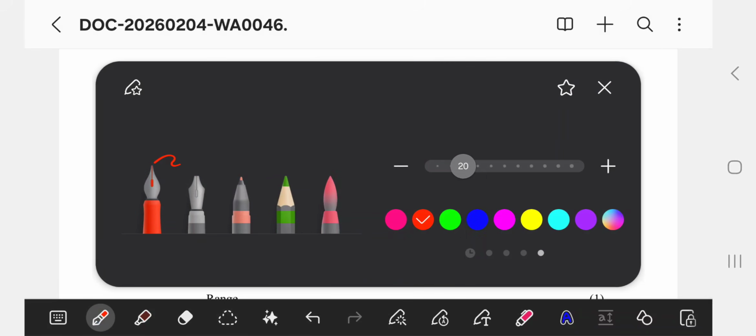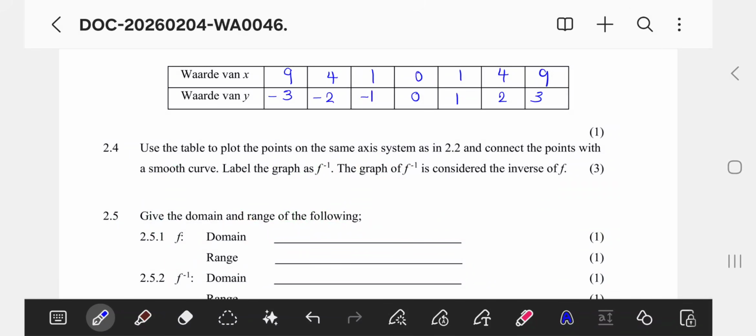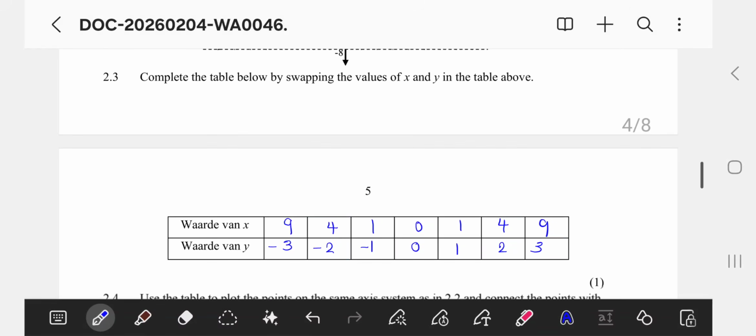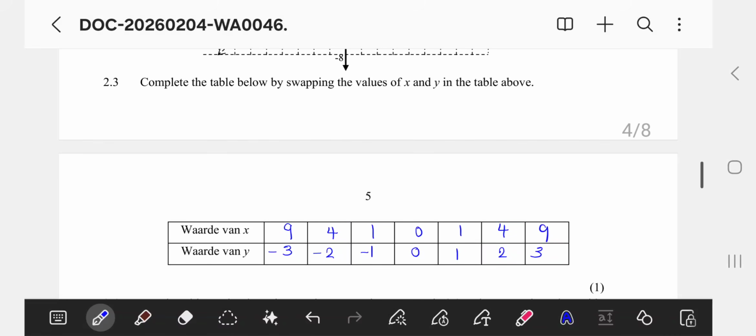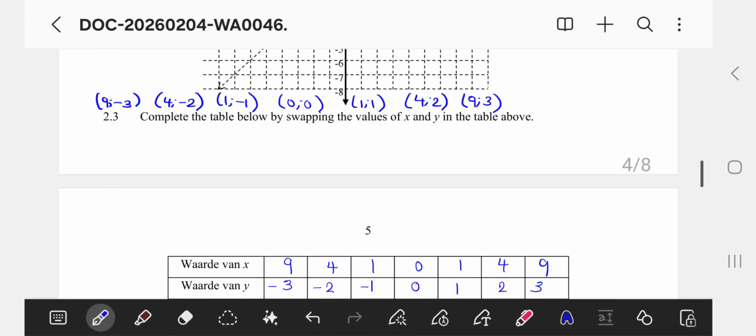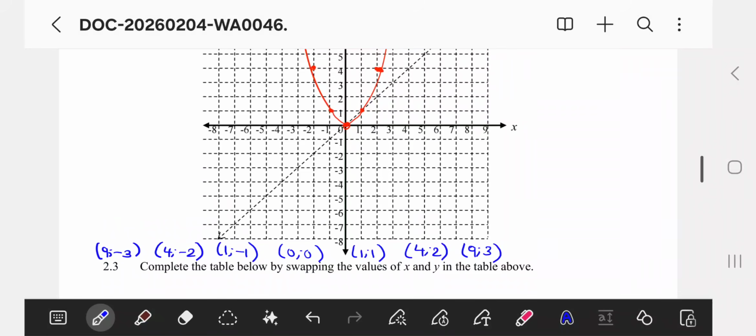So just like what we did before, I am going to change those values to blue so we can see the difference with both graphs. I just want to write the coordinates here so it's easier for us. It's going to be (9, -3), (4, -2), (1, -1), (0, 0), (1, 1), (4, 2) and (9, 3). Okay, so let's plot these points.